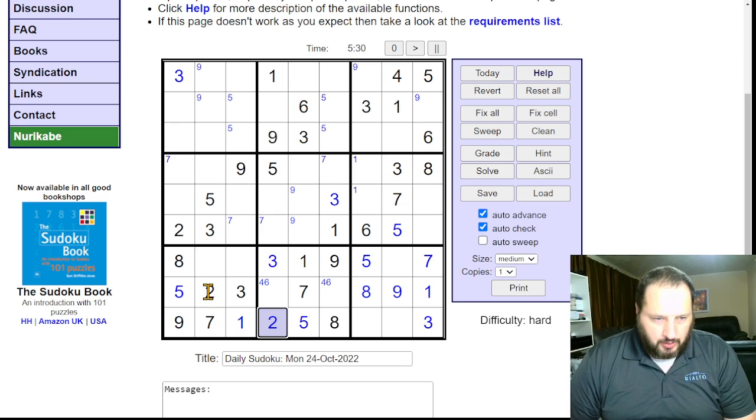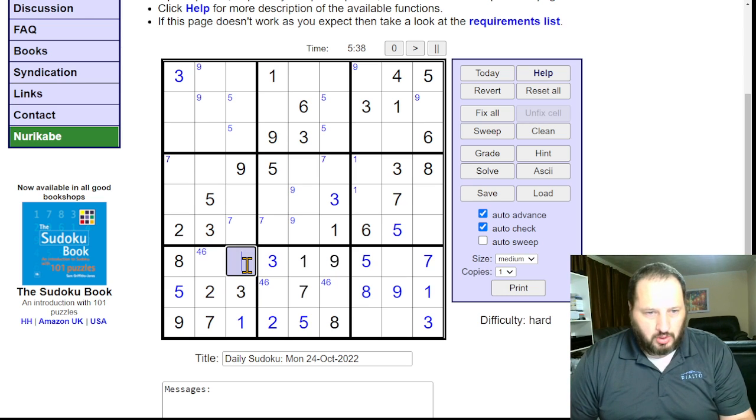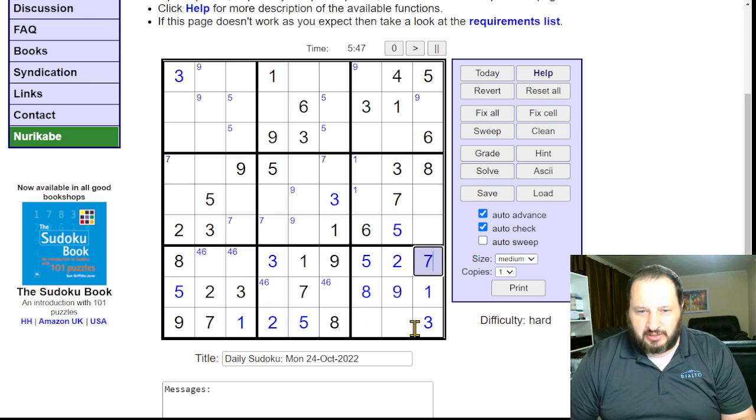Alright, and what are we missing? Hey, look at that. A 4 and a 6. 1, 2, 3, 4, 5, 6, 7, 8. 4 and a 6. What a coinky dink. And then it looks like we're missing a 2 here in this row. That will solve it. And look what we're missing here, a 4 and a 6.